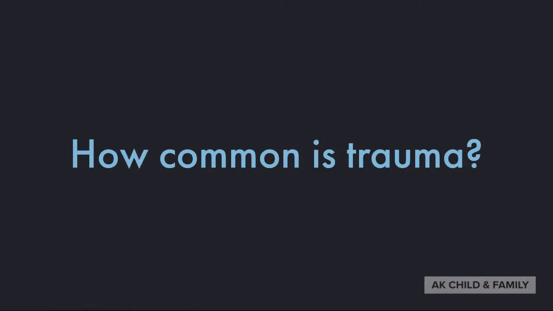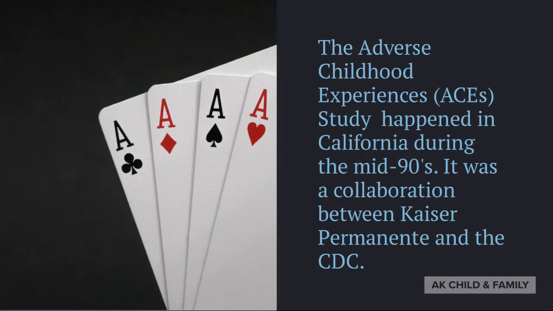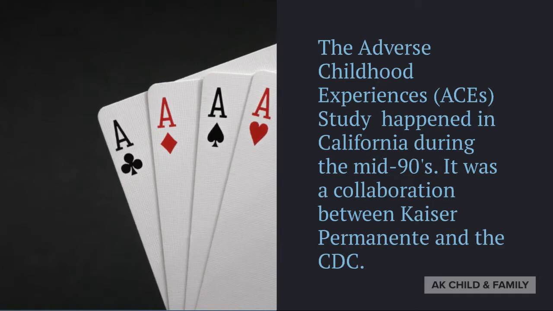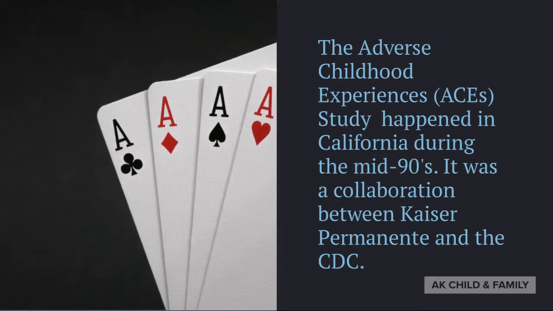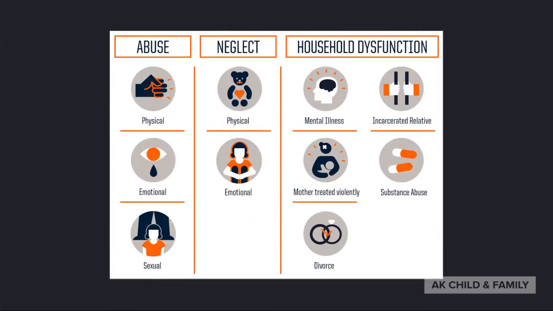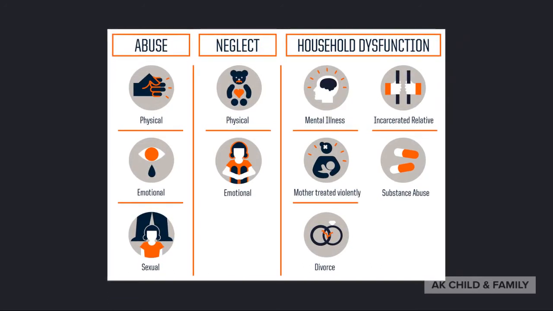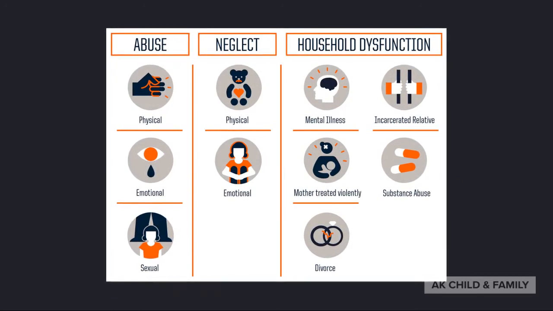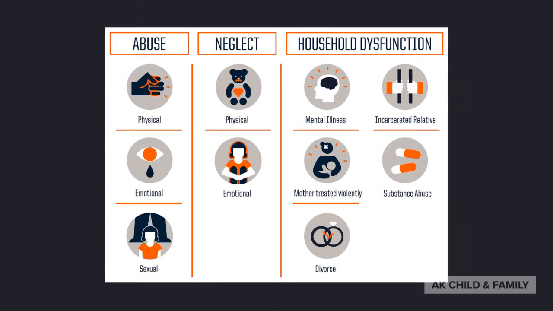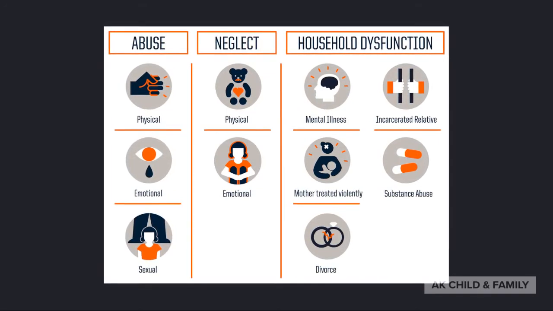How common is trauma? The Adverse Childhood Experiences Study, or ACEs study, happened in California during the mid-90s. It was a collaboration between Kaiser Permanente and the Center for Disease Control. They looked at 10 different possibly traumatic events or unsafe situations that could occur to the child between the ages of 0 and 17 years old.